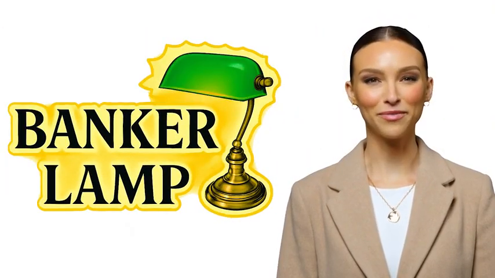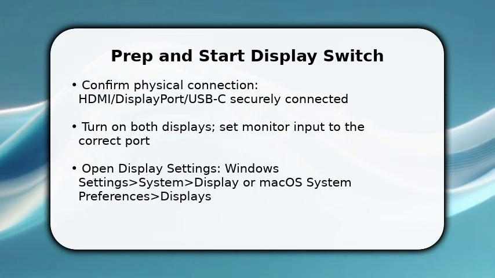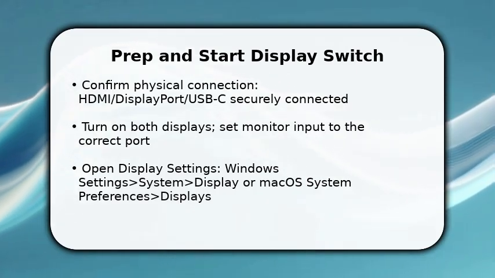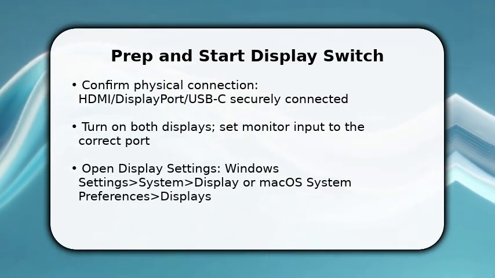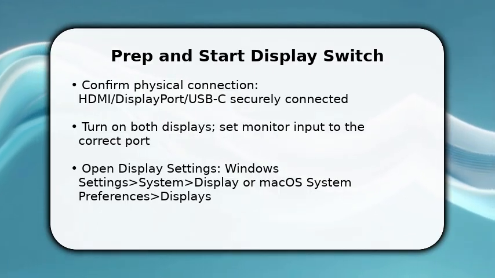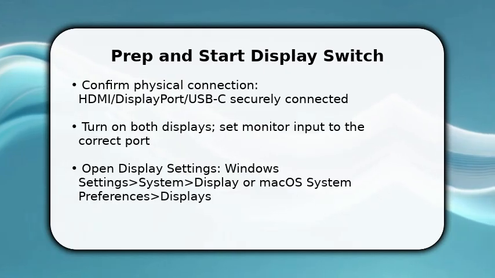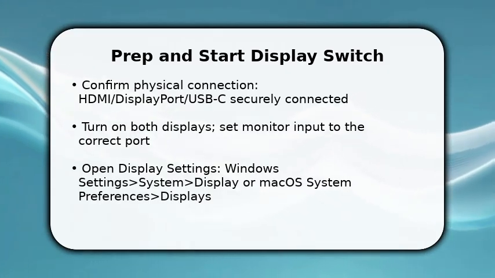Please enjoy the video. You'll begin by confirming the physical basics so software changes won't fail. First, check the cable and monitor input. A loose HDMI or wrong input will block detection. Once that's verified, open Display Settings on your OS: on Windows, Settings, System, Display; on macOS, System Preferences, Displays. You're now ready to detect and identify displays.